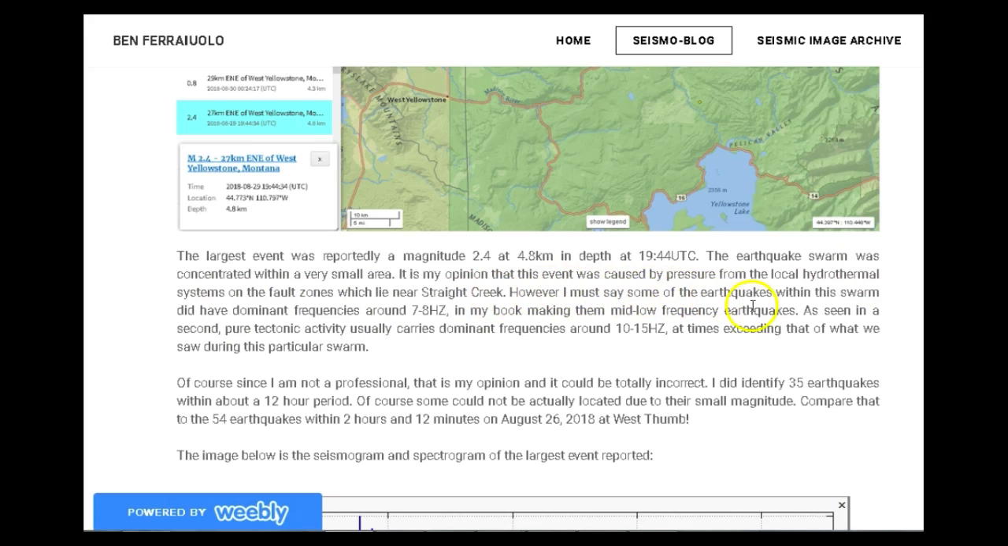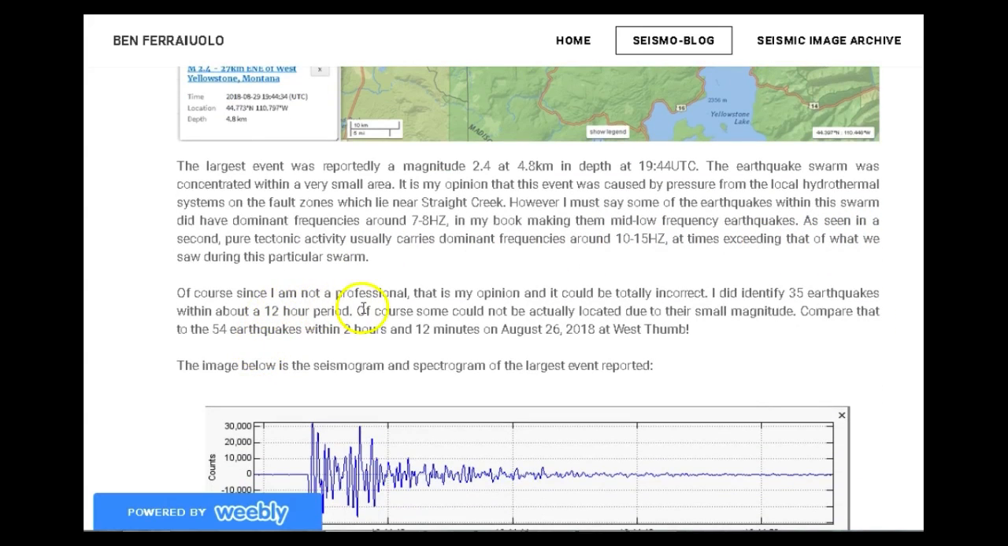However, I must say some of the earthquakes within this swarm did have dominant frequencies around 7 to 8 hertz or so, in my book making them mid to low frequency earthquakes. As seen in a second, pure tectonic activity usually carries dominant frequencies around 10 to 15 hertz. Now, I was incorrect. I should have said 15 to 20, because usually it's 15 to 20, not 10 to 15. That's my bad. I think I made a mistake there. At times, exceeding that of what we saw during this particular swarm. Of course, since I am not a professional, that is my opinion, and it could be totally incorrect.